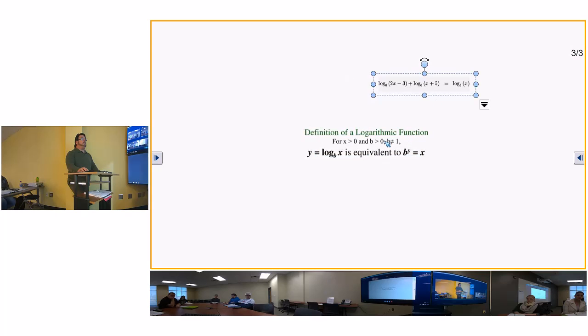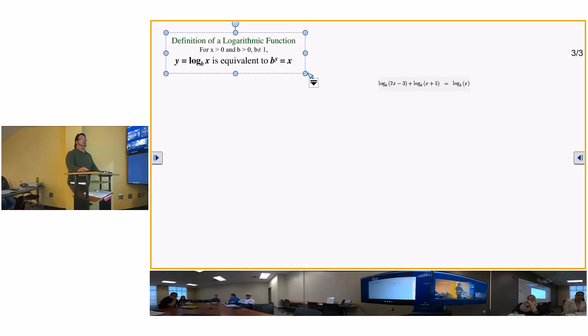That right there, and that right there. Okay, so let's look at this problem right here. Write it down. This is an equation, a logarithmic equation.